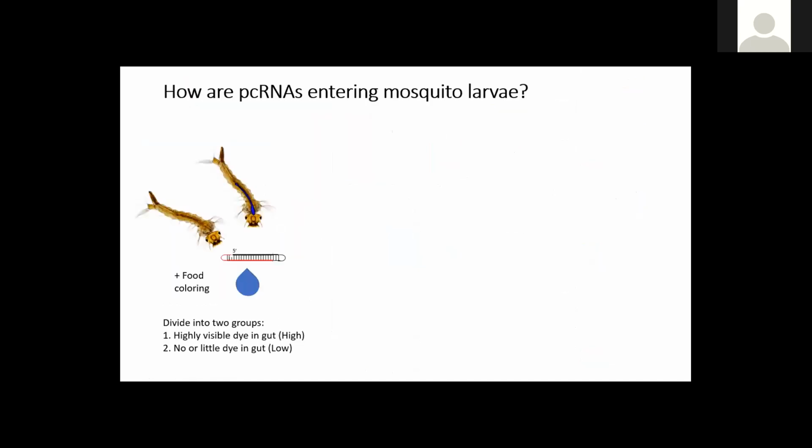So one of the questions that we had was, how are these paperclips actually entering into the mosquitoes? Are they getting in by the gut lumen as we anticipated? To check this, we fed the mosquito larvae on double-stranded RNA that contained food coloring so that we could monitor the amount of food coloring that was going into their gut as a proxy to how much double-stranded RNA they were acquiring. What we did is then separated the mosquitoes into two groups. We had those that had a high level of dye in their gut, presumably eating a lot of double-stranded RNA, and those with a little or no dye in their gut, presumably eating very little double-stranded RNA.